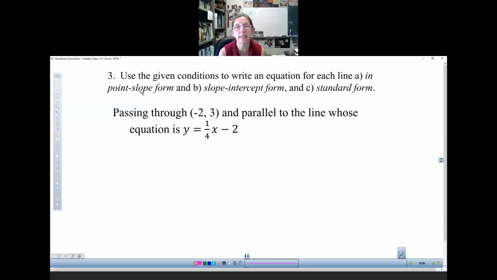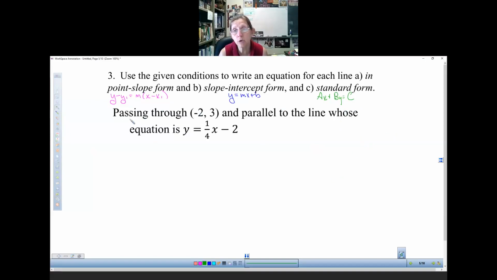First of all, we're going to write it in point-slope form, and I'm going to remind you of the point-slope form. That is y minus y1 is equal to the slope times x minus x1. Then we want to write it in slope-intercept form, and that is y is equal to mx plus b. And then finally, we're going to write it in standard form, which is ax plus by is equal to c, okay? Those are the three pieces of this final answer.